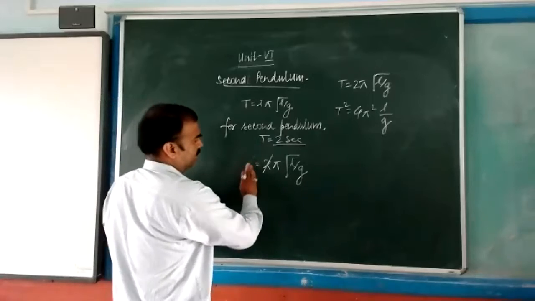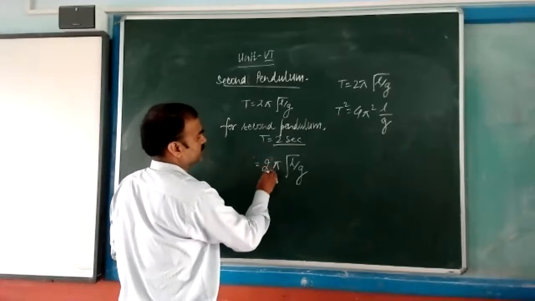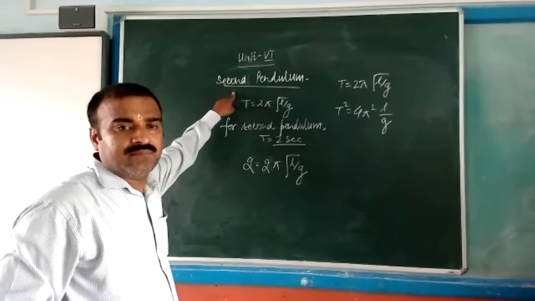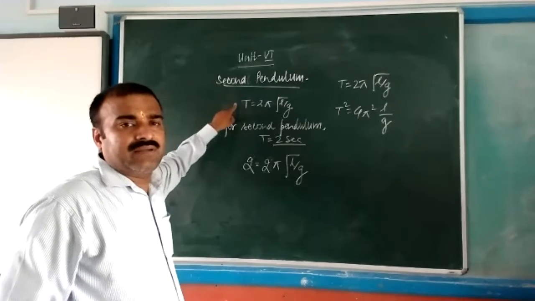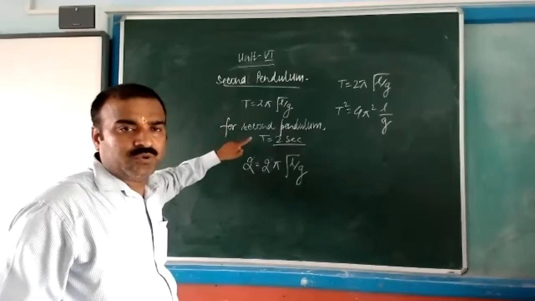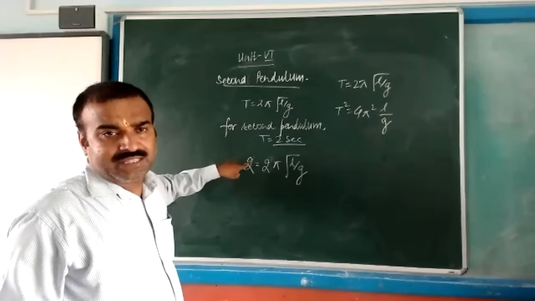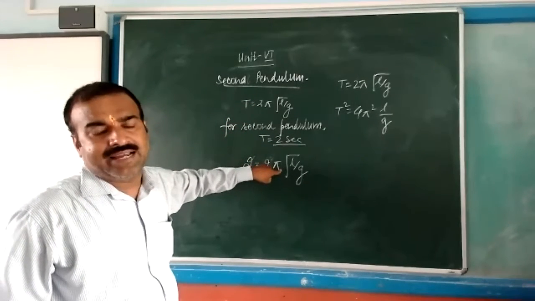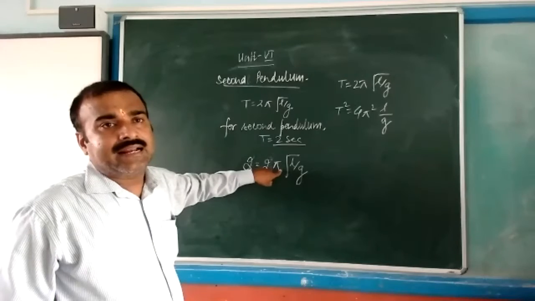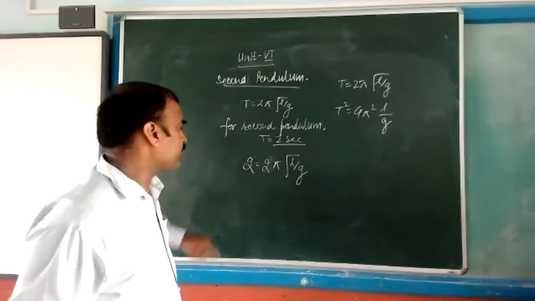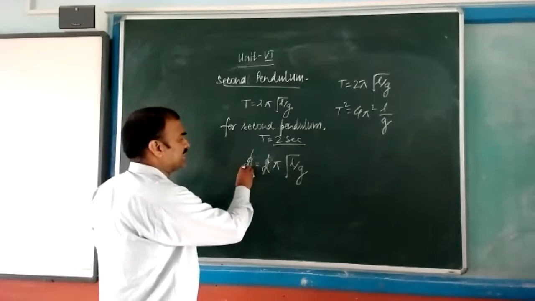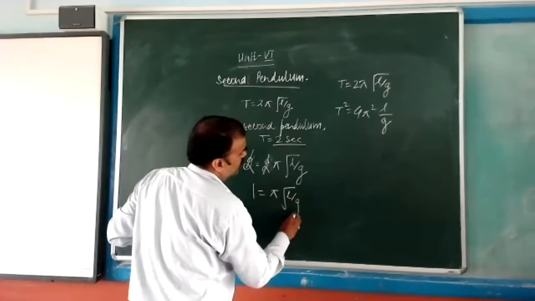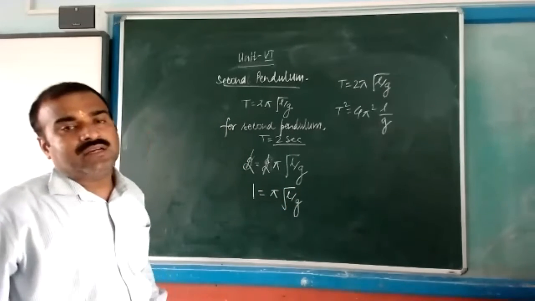Just see it. For the second pendulum, the value of the time period is 2 seconds, already given here. So put this value in the equation: 2 equal to 2 pi under root L by g. Clear? Now this 2 and this 2 will be cancelled out. So what will we get? 1 equal to pi under root L by g. It will be or not?